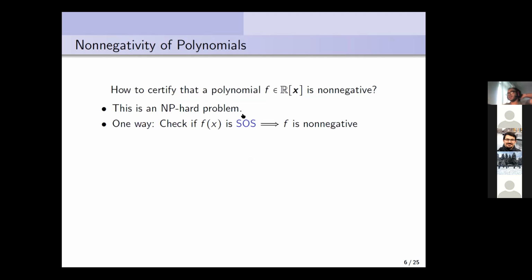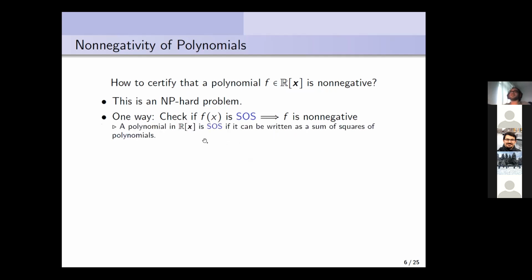This is something that we call non-negative certificates. A non-negative certificate is a condition that you can check easily, that applies to a large class of polynomials, and that implies non-negativity of this class of polynomials. For example, one way to do this is to check if f can be written as a sum of squares, and this will directly imply that f is non-negative, of course.